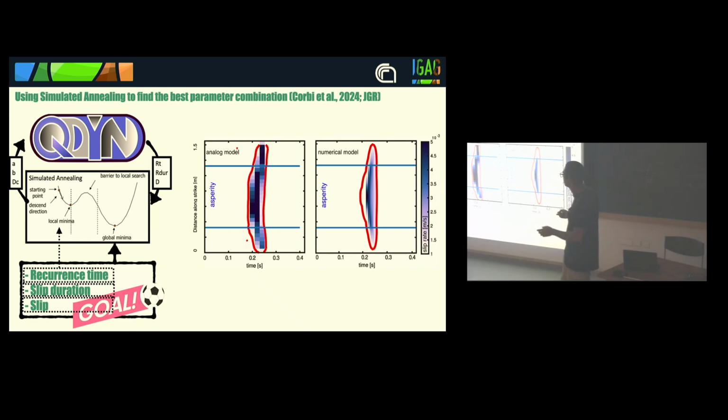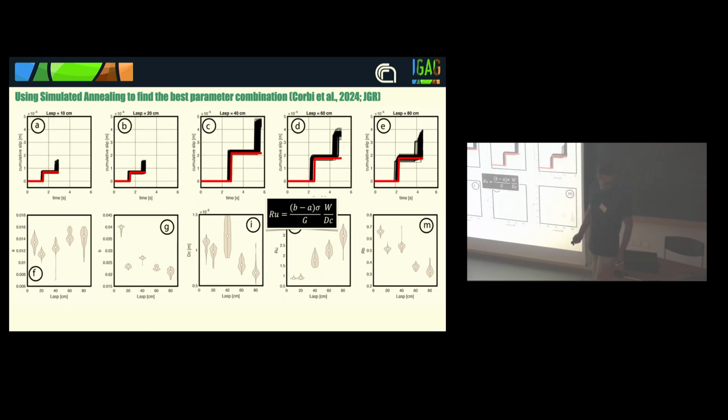We have such a rupture. This is time and distance in the laboratory, which is propagating somehow bilaterally. And also in CUDIN, we have the same type of behavior with the same axis and same scale. So I think we have the opportunity to repeat the same exercise for asperities of different sizes and retrieve again A, B, and D sub C for different sizes of the asperity.